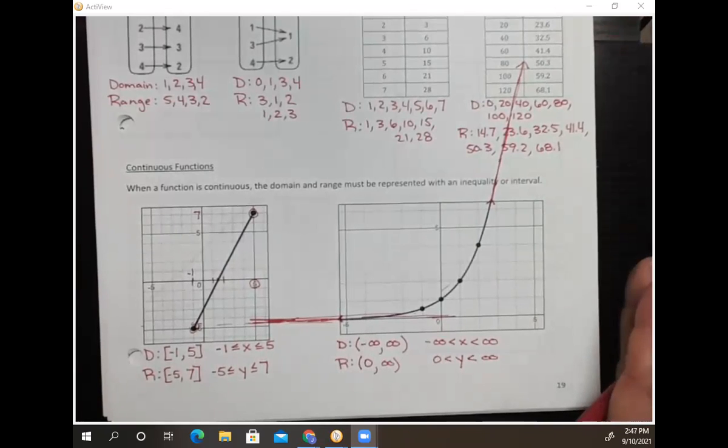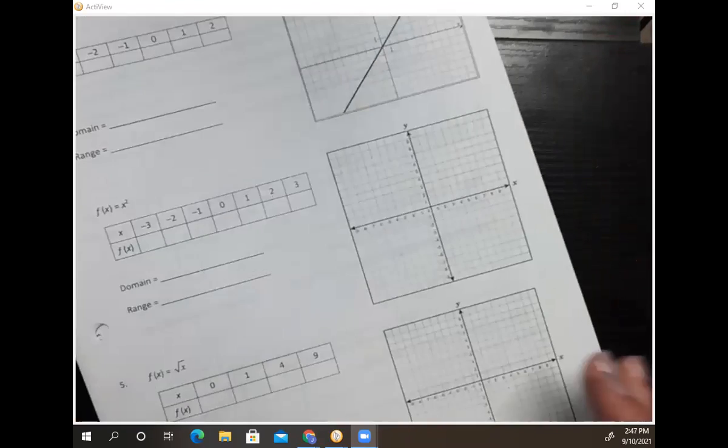Questions for me so far? Okay, we have a few more examples we're going to take a look at together. I would like you to turn to page 20 for me, please.